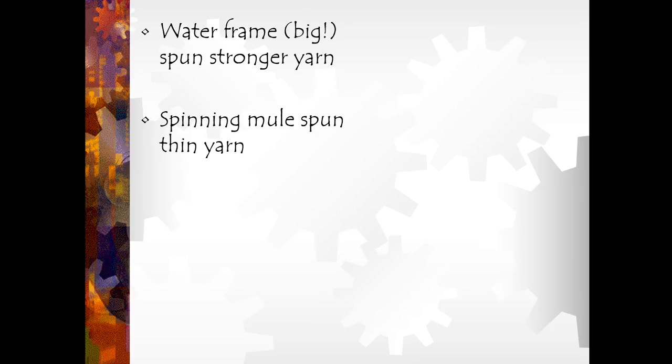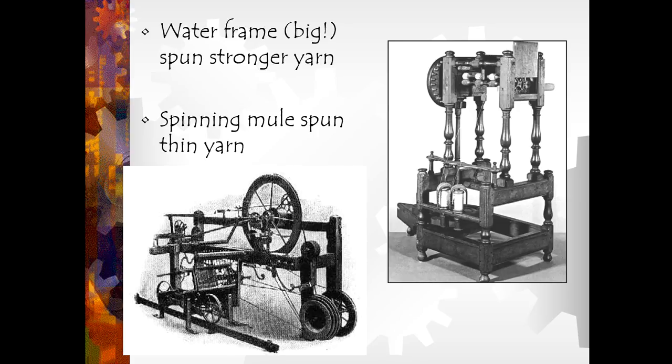Let's see. The water frame was also very large. It spun stronger yarn than before. The spinning mule spun thin yarn. So here are some examples of those machines. Again, they're very large machines. They are not going to fit in someone's home.